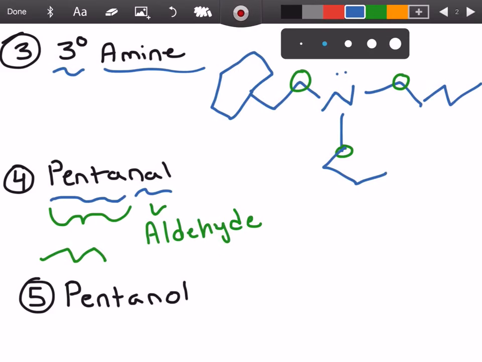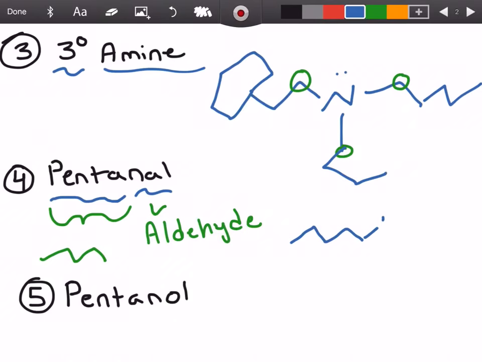So if we're going to draw this out, we're going to have pentane, 1, 2, 3, 4, 5. And on the fifth one, we want to have an aldehyde group attached to it. So this is pentanal. And if we go back, just make sure you always count your carbons. Always count your carbons to make sure you have the correct number.